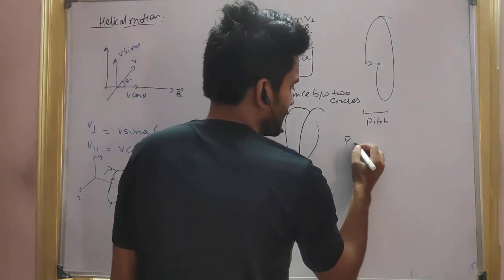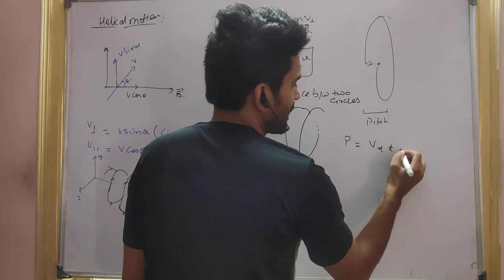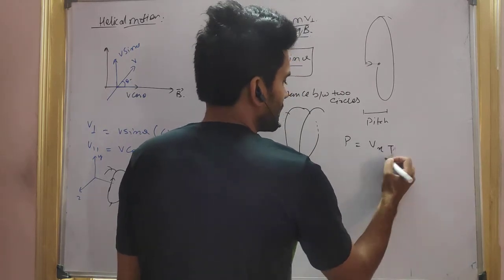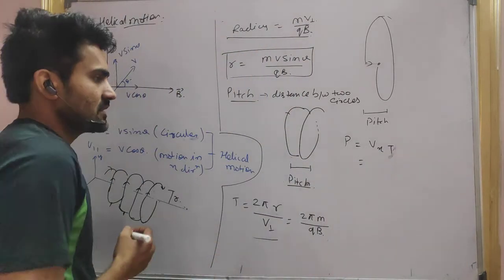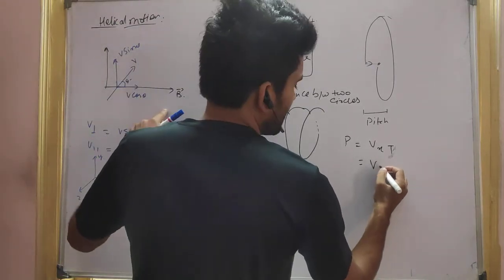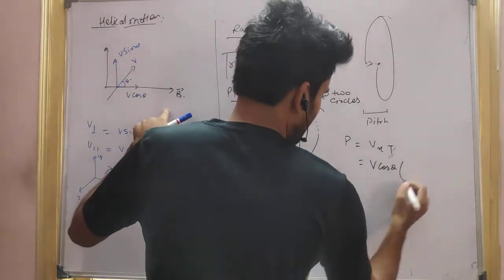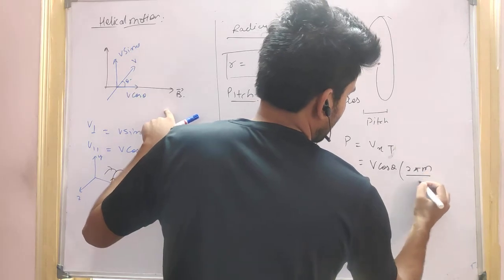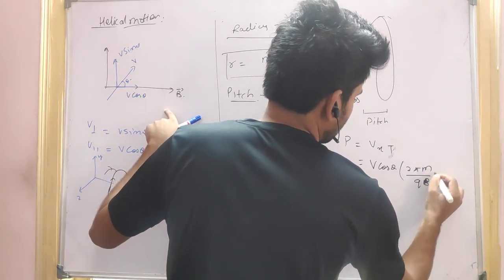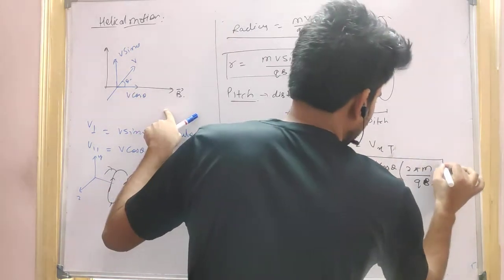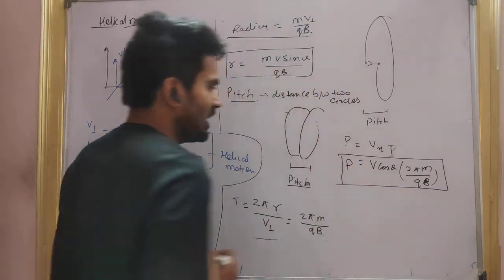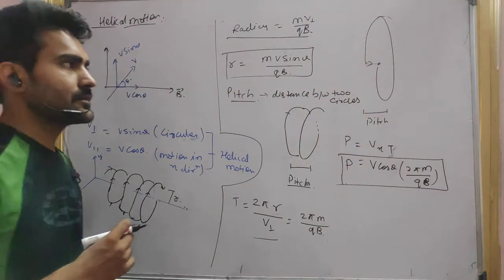So pitch is equal to vx into time, vx into time period. What is vx, guys? Vx is v cos theta. And what is the time period? 2 pi m by qB. So this will be the pitch. I hope this is clear for you guys.